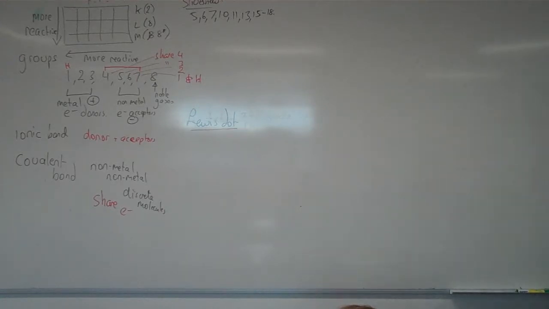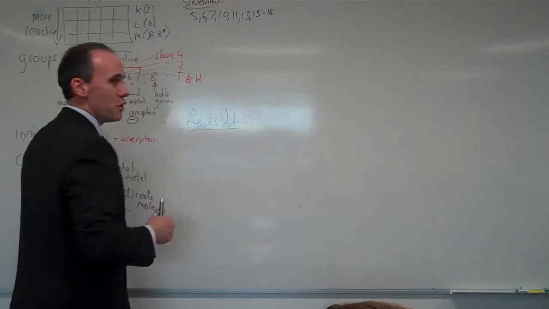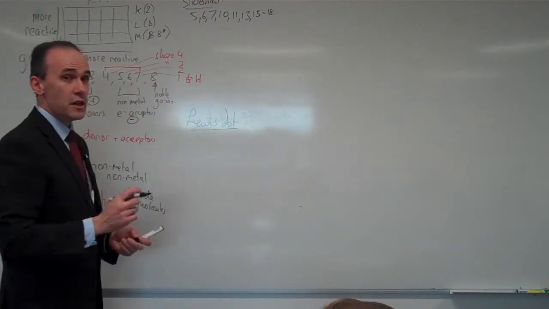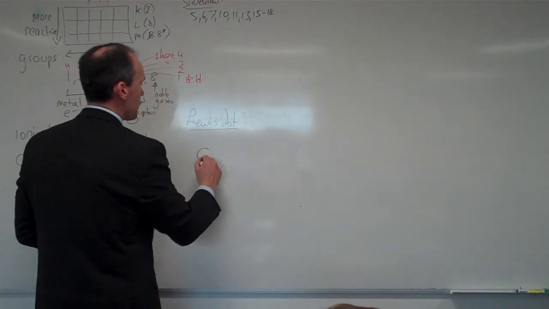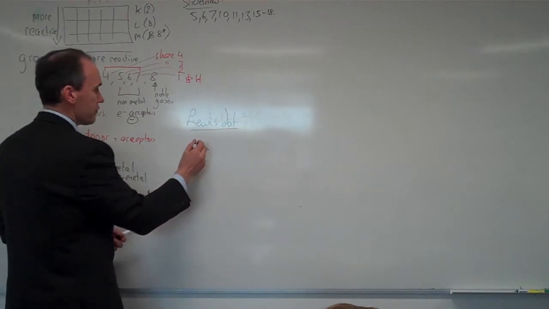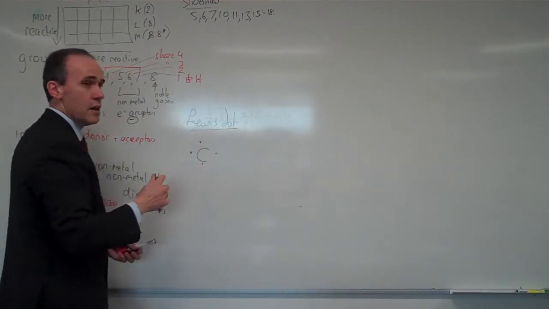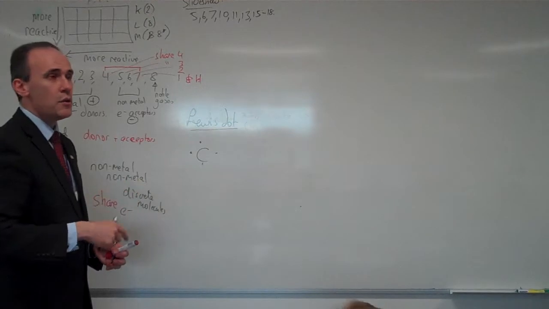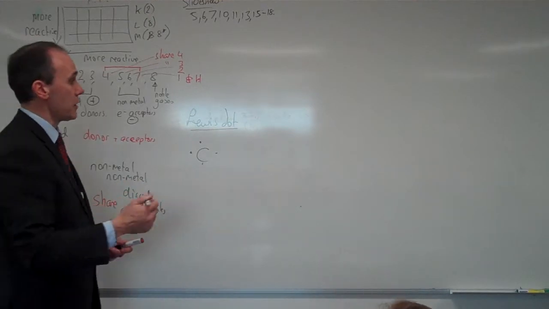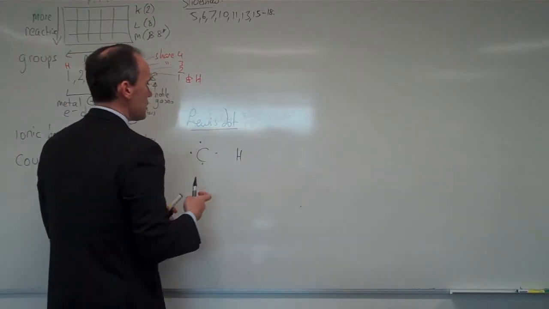Make sure you don't have a phone. Okay, so Lewis dot diagrams. What's the Lewis dot diagram for carbon look like? 1, 2, 3, 4. Something like that. Only valence electrons. What's the Lewis dot diagram for hydrogen look like? Yeah, just a single dot.